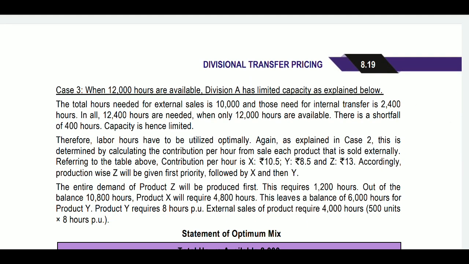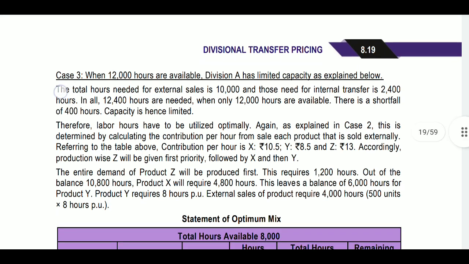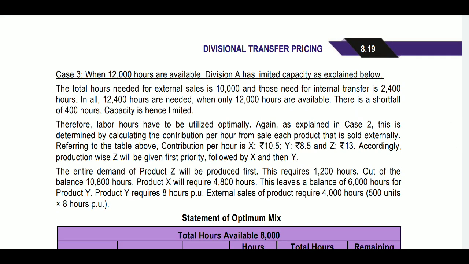Next, case 3. Here in case 3, they provided that 12,000 hours are available for division A, which is limited capacity as explained. So what we require is 12,400 hours, but we have only 12,000 hours. Here the total external sales need was 10,000 plus internal transfer of 2,400, so total we require 12,400, but we have only 12,000 hours, so a shortfall of 400 hours, capacity is high and hence limited.